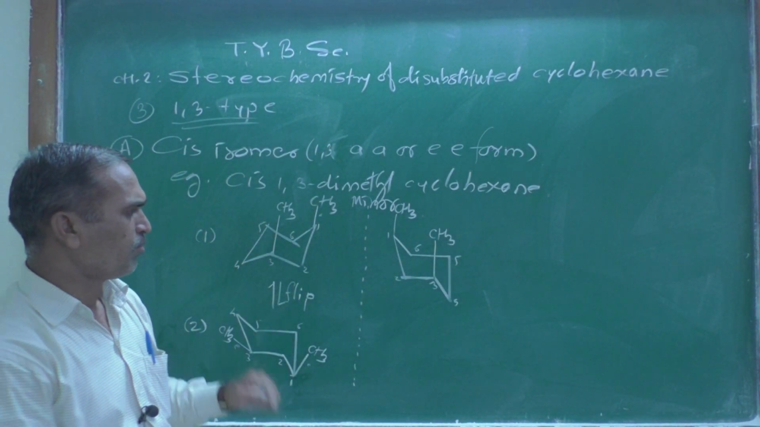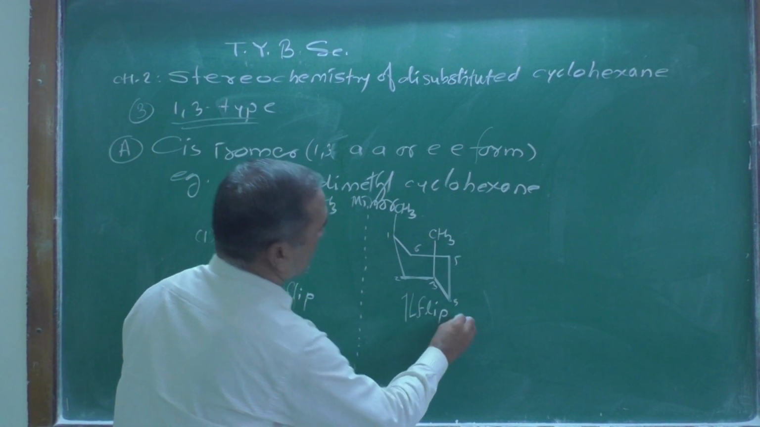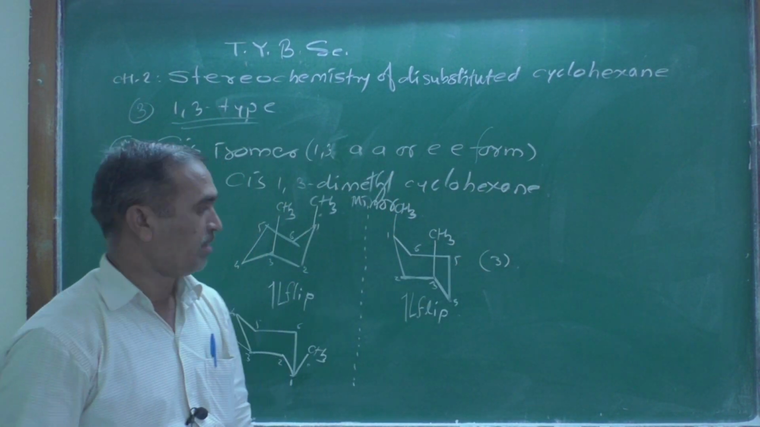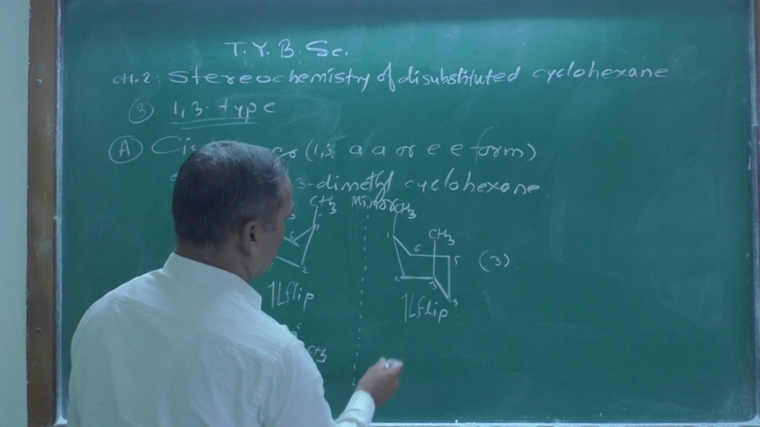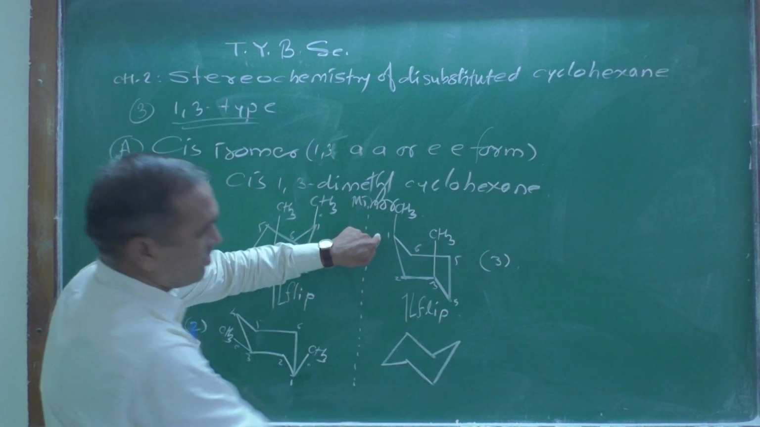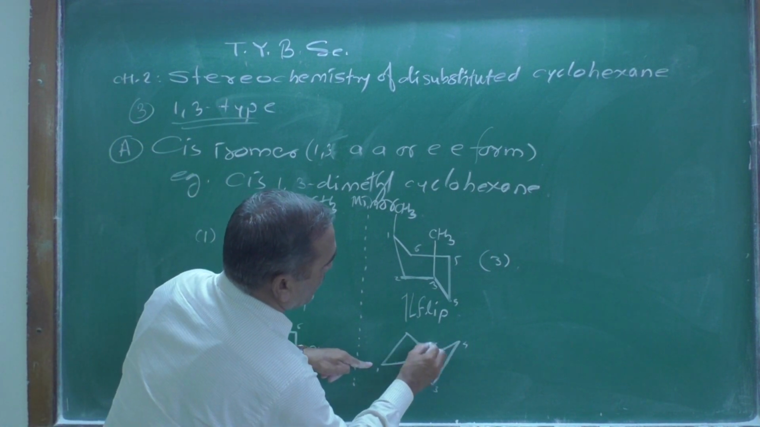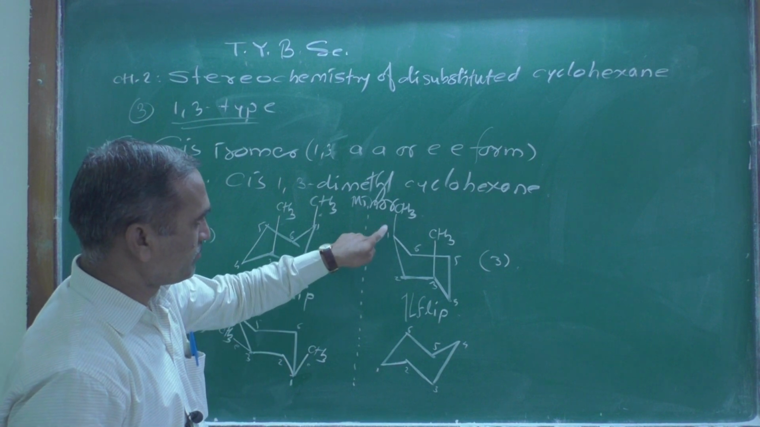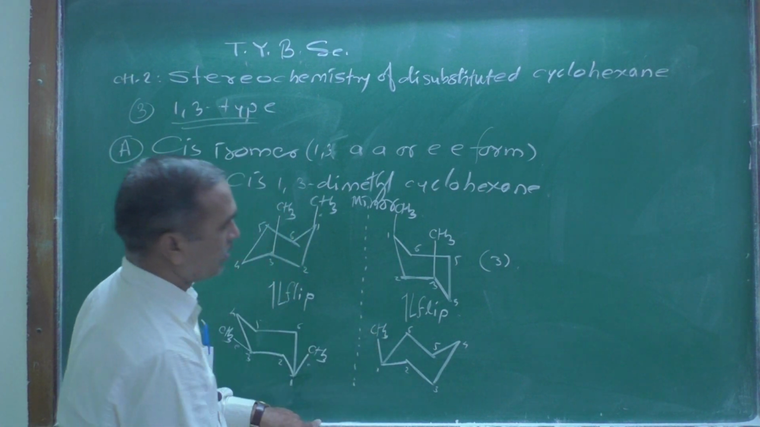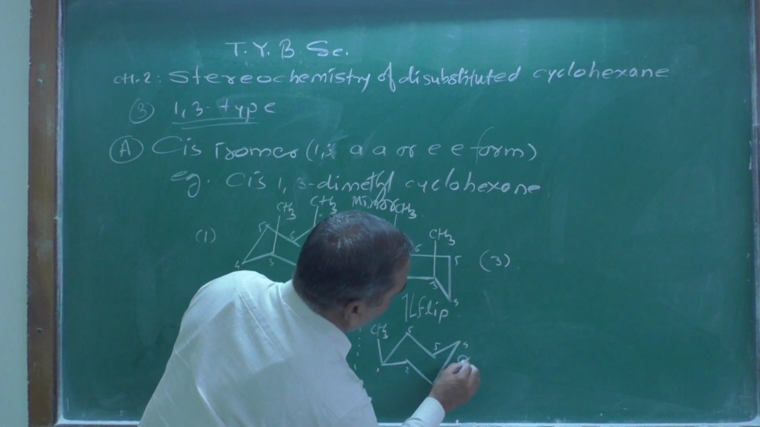And now what is the next step? The next step, as usual, is a flipping process. After the flipping, you can call this structure number 3, right? Now after the flipping, what is going to happen? The group above goes below the plane, and you get a structure like this. This is carbon number 1, 2, 3, 4, 5 and 6. At carbon number 1, which was axial, after the flipping it is going to convert into an equatorial one. At carbon number 3, it also becomes an equatorial one.